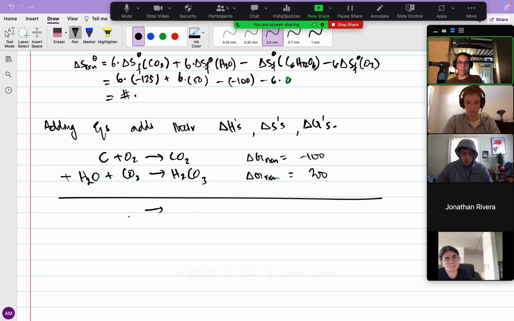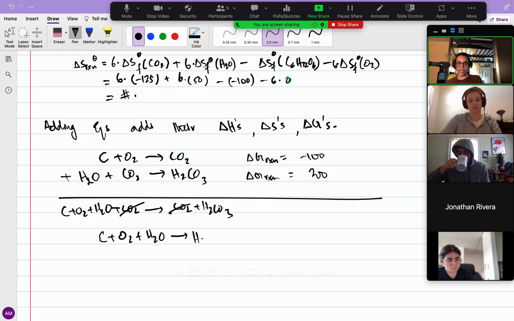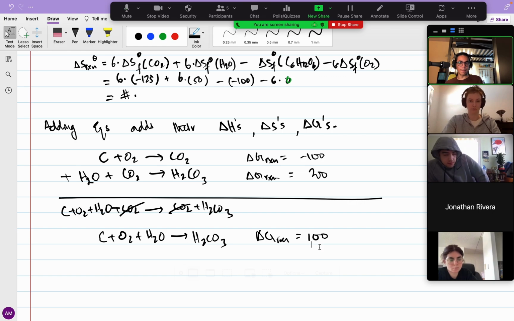So reactants remain on the reactant side. Carbon plus oxygen plus water plus CO2 becomes CO2 plus H2CO3. And you can clean this up real quick. So carbon plus oxygen plus H2O gives you H2CO3 with a combined delta G reaction of negative 100 plus 200, which is positive 100.